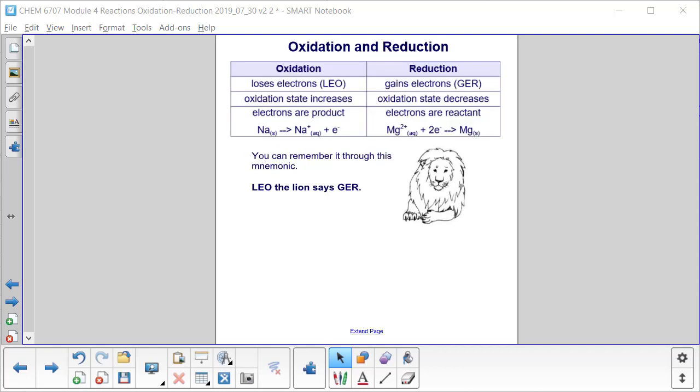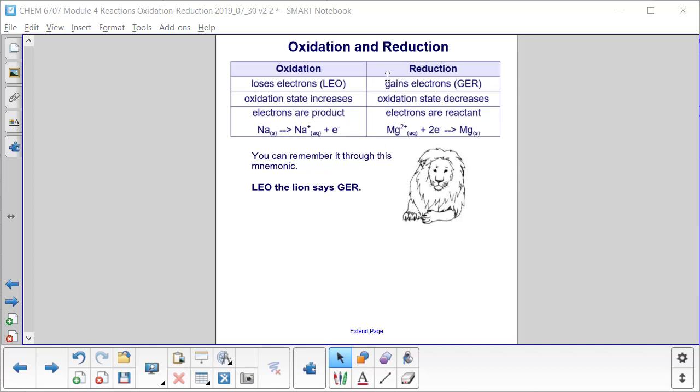All right, so this table shows a summary of the two halves of what's happening. So the first half reaction is the oxidation. That's the losing of electrons. So losing electrons is oxidation, or we have the abbreviation LEO there. In that case, the oxidation state increases or becomes more positive. And as you can see here, the electrons are the product. We've lost an electron here.